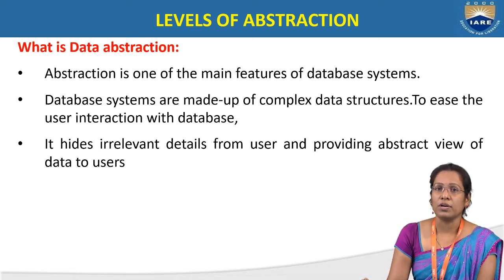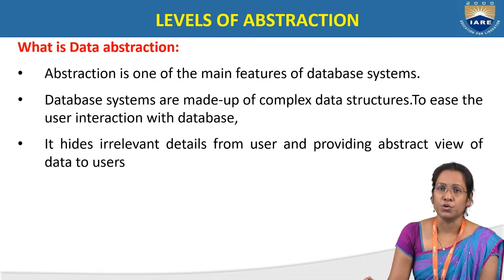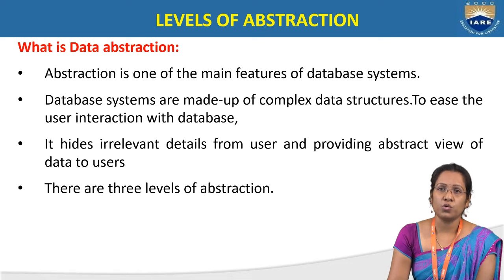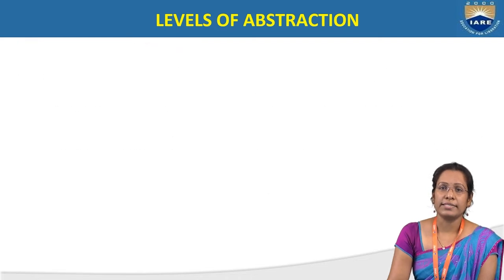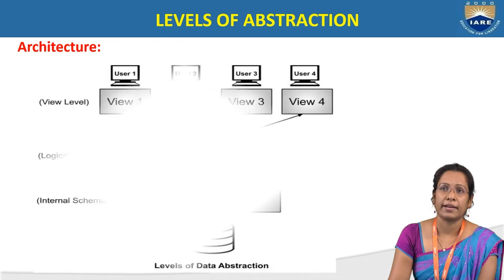It will show only the relevant information requested by the user in terms of input. In simple terms, we can say it shows only an abstract view of the data to the user, as requested by any person. In this abstraction, the data is divided into three levels of abstraction. So let us see the architecture, and how these three levels of abstraction are categorized.